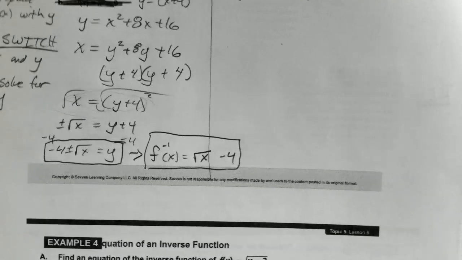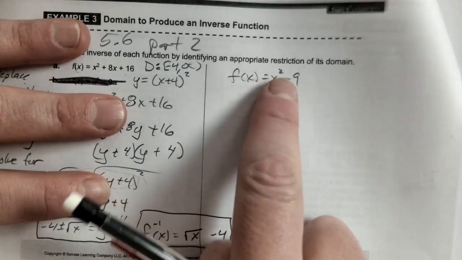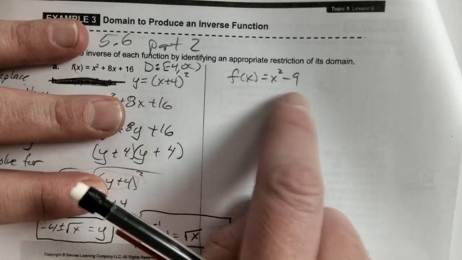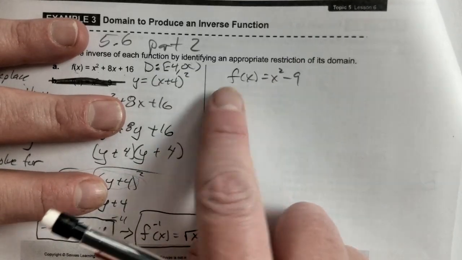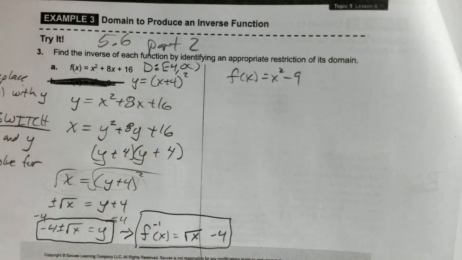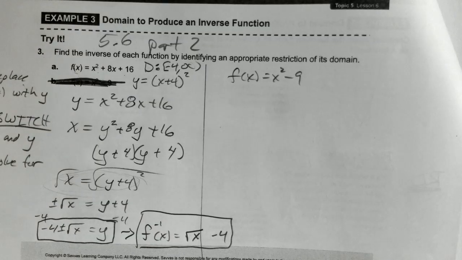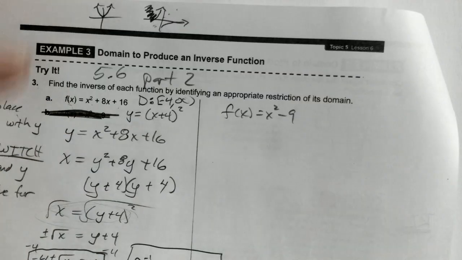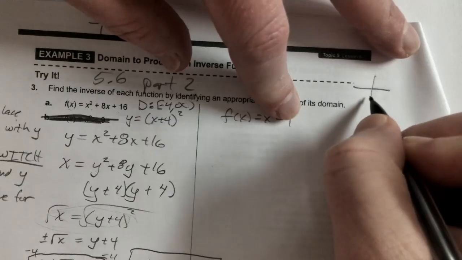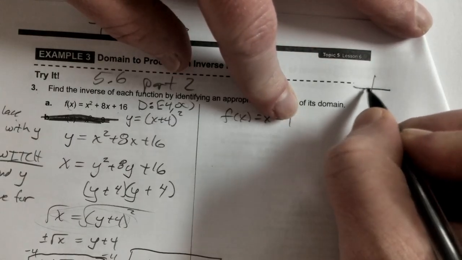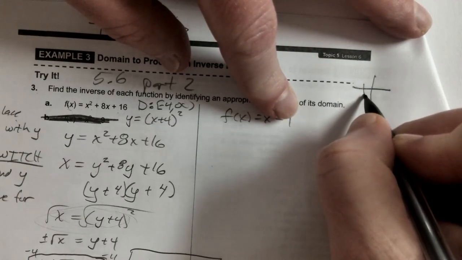All right, let's try this other one here. What would the transformation be for that function right there? Down 9 units. Yeah, exactly right. So that graph, instead of being a vertex at the origin, the vertex is going to be down here somewhere.